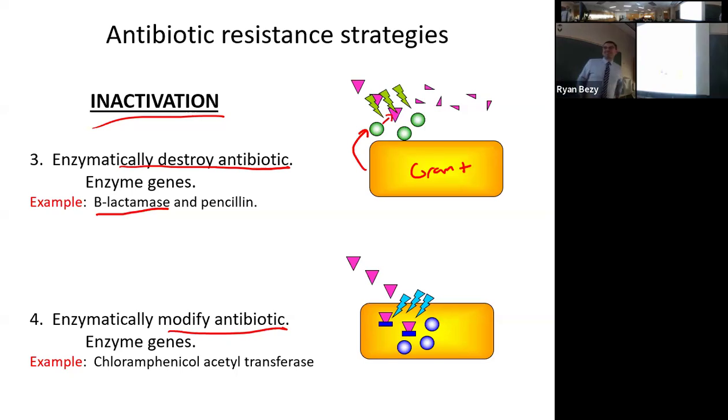Transfer something. But what it does is it takes chloramphenicol, if it gets in the cell, and adds an acetyl group onto it just the right way that it inactivates the chloramphenicol. Chloramphenicol with that acetyl group attached can no longer bind to the ribosomes and no longer kill the bacterial cell. Questions about that?